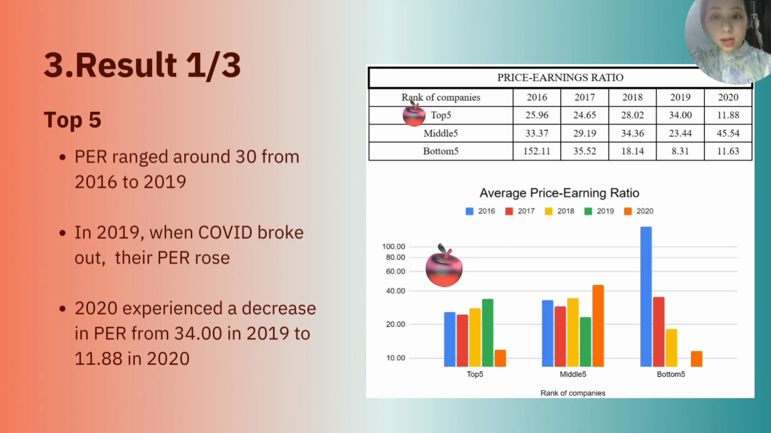However, the next year 2020 experienced a decrease in PER from 34 in 2019 to 11.88 in 2020. Affected by the increase of PER in 2019, the demand for healthcare companies' stock increased, leading to higher share prices. However, EPR, which is the denominator of the PER, got boosted more.